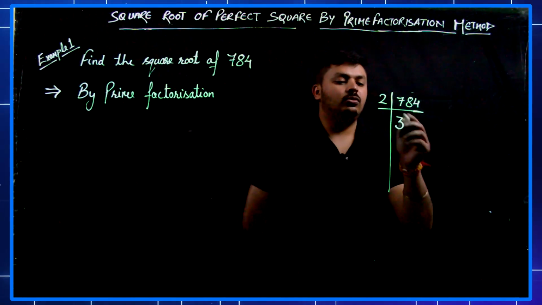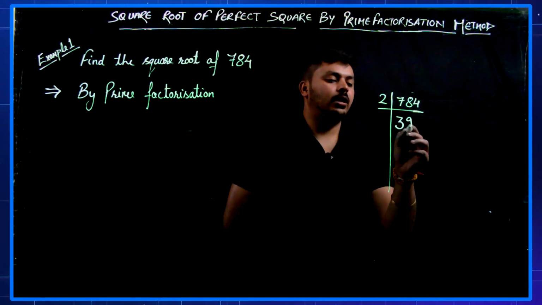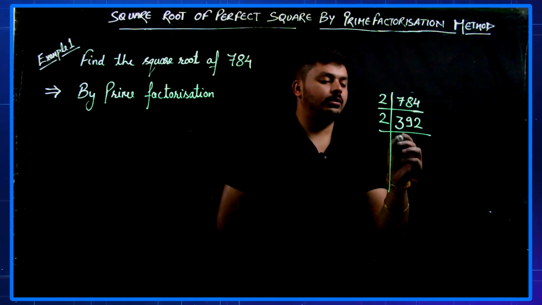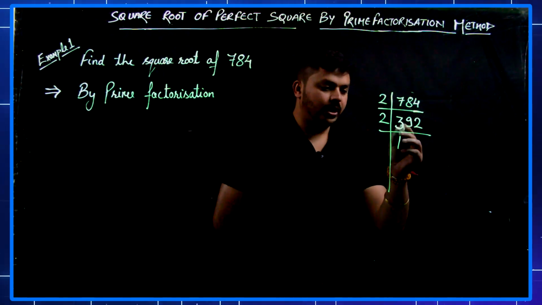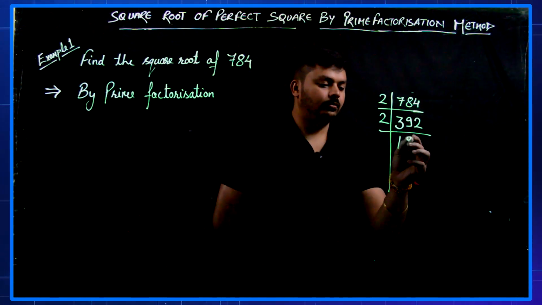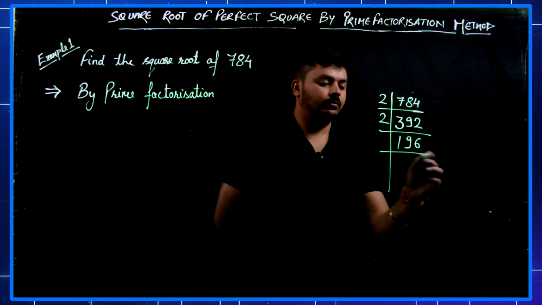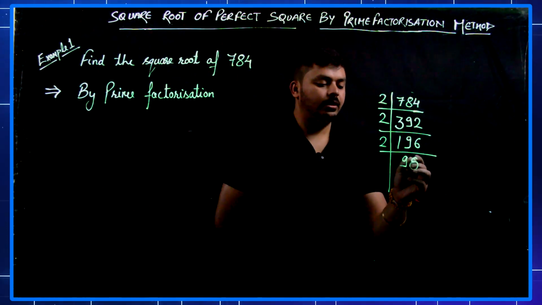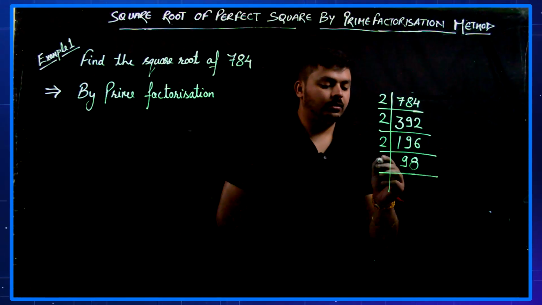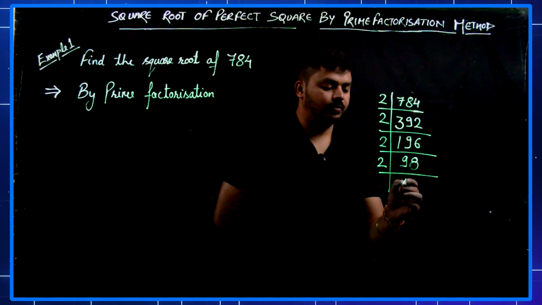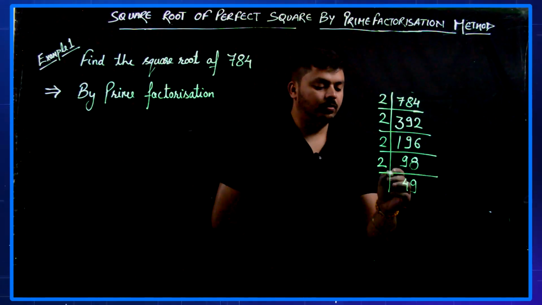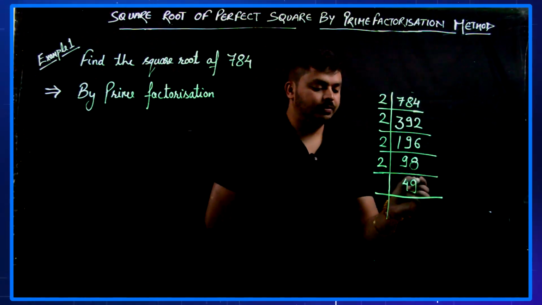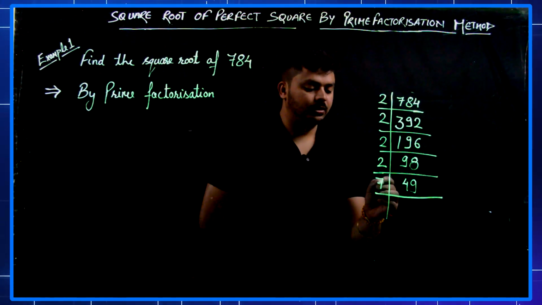So when we divide by 2, we get 392. Again, dividing by 2, we get 196. We again divide by 2, we get 98. Again, dividing by 2, we get 49. Now, it is not an even number, so 49 is divisible by only 7.